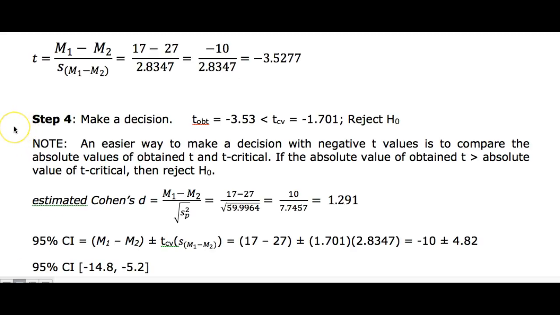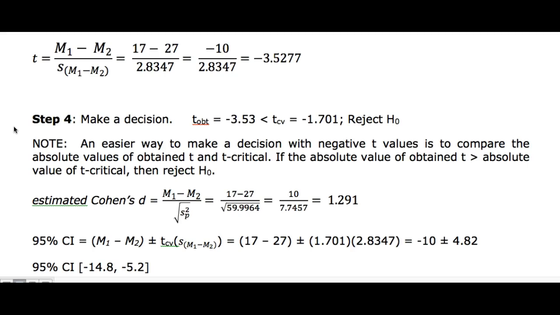So step 4 is to make the decision. Negative 3.53 is much further in the tail than negative 1.701. Therefore, we reject the null hypothesis. Remember, another easy way to make the decision, without the negatives, is just look at the absolute value of the t's. And if your absolute value of obtained t is greater than the absolute value of t critical, you reject the null hypothesis. Since we're rejecting, we have to provide a measure of effect size.